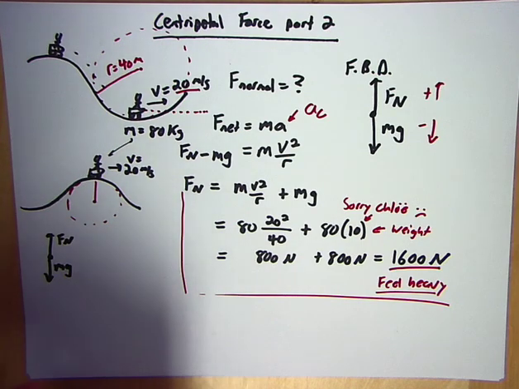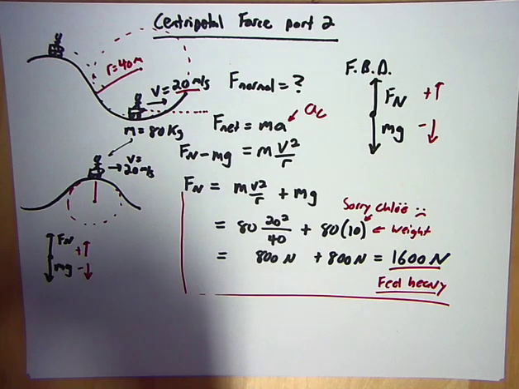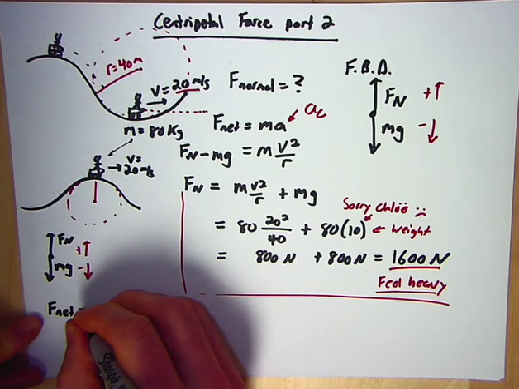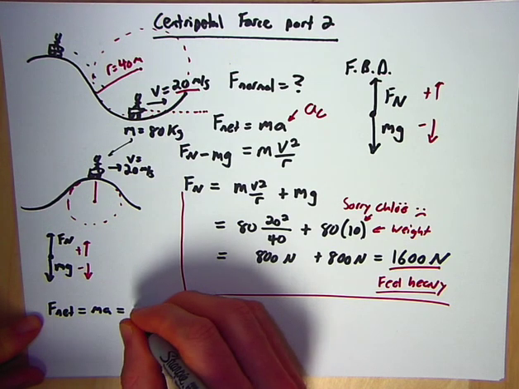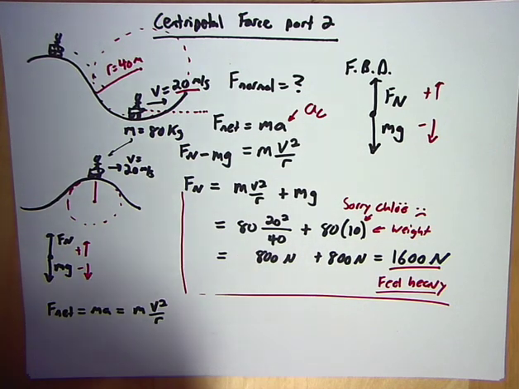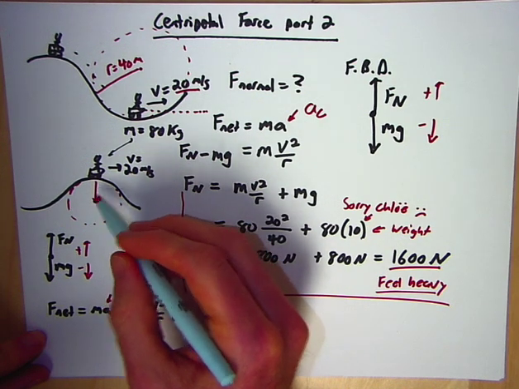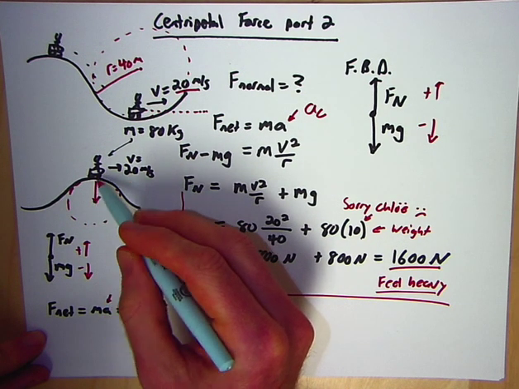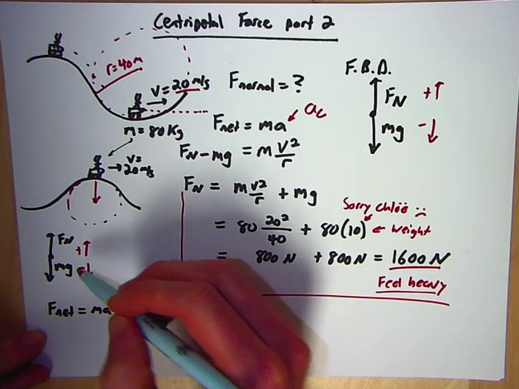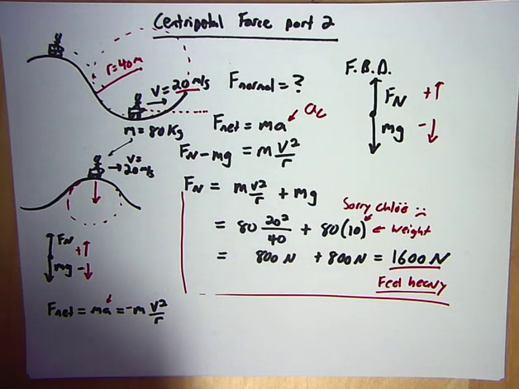Let's pick our up and down to be the same again. Let's pick up as positive and down as negative. We're going to write out a net force equation. F net equals ma, which of course we can write as mv squared over r. Here's something to realize though. This acceleration now, it's a centripetal acceleration. It's towards the center of the circle right here. And which direction is towards the center of the circle? Well, that's a negative direction, right? So this actually needs to be a negative value over here in order for everything to work out.